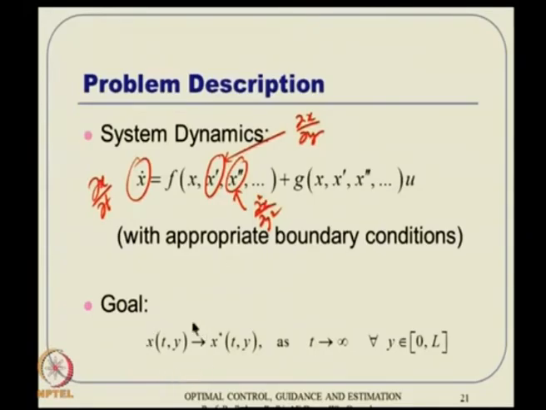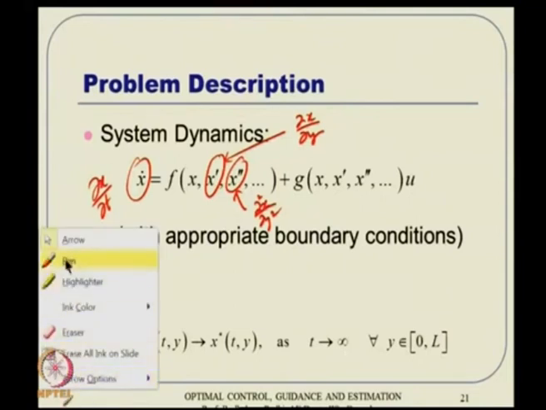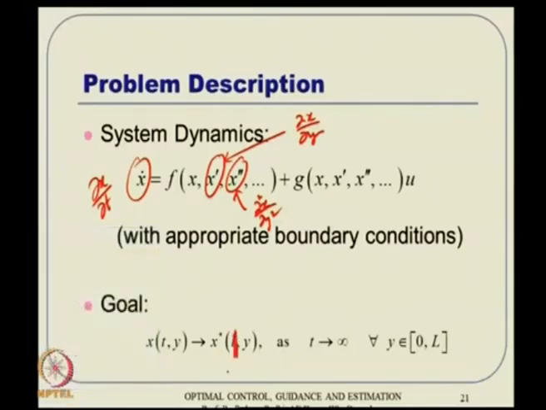And the objective is that x of t, y should go to x star of t, y as t goes to infinity. Theoretically speaking, this t does not mean too much, because t goes to infinity already. So, we have something like x star of y. Let us say I want it to happen something like this, y goes from 0 to L, and I want this to behave like this. This is my y and this is my x star, let us say. So, as time evolves, any arbitrary initial profile should finally converge here. That is the ultimate objective.